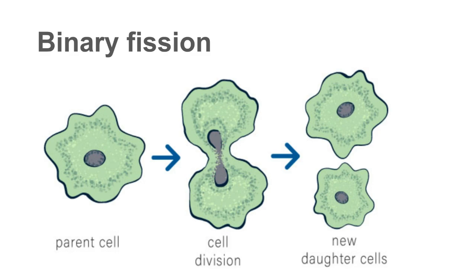A new membrane and cell wall will form in the middle, and you can think of the chromosomes as just sort of slowly being pulled to the opposite sides and divided now. Now you'll end up with two daughter cells, each containing one identical circular chromosome.